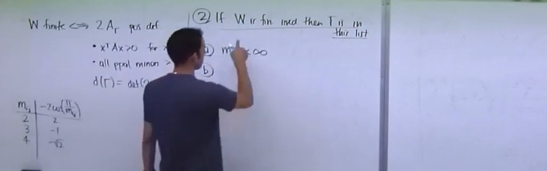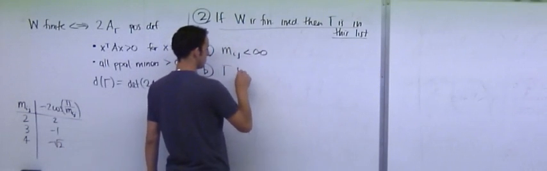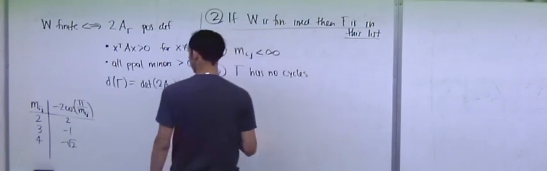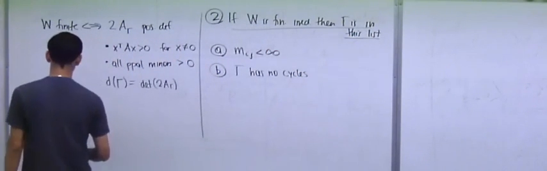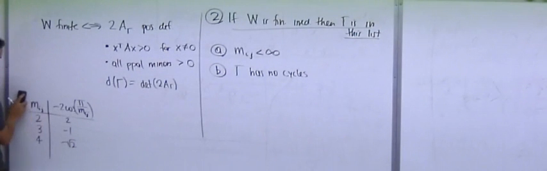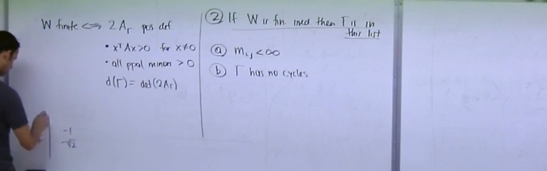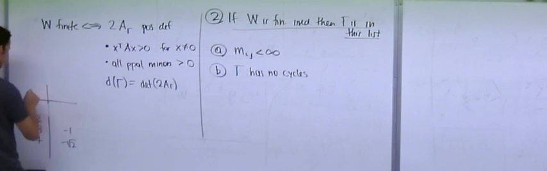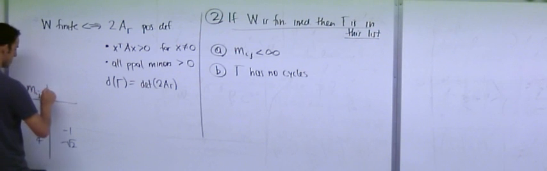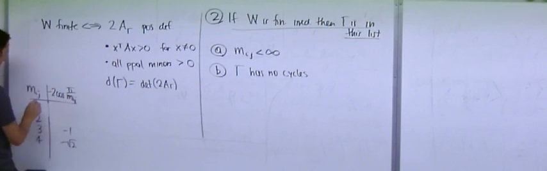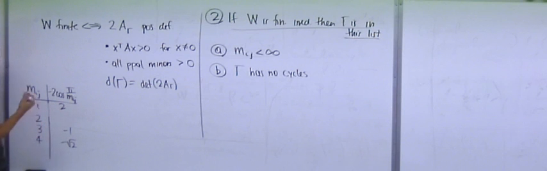Now, the next thing I'm going to prove is that if W is finite irreducible, then gamma has no cycles. Okay? I think I have this wrong, actually. When Mij is 1 is when i and j are equal to each other, and in this case I get 2. But remember that most of the entries in these matrices are 0, which is when Mij is equal to 2. Okay.